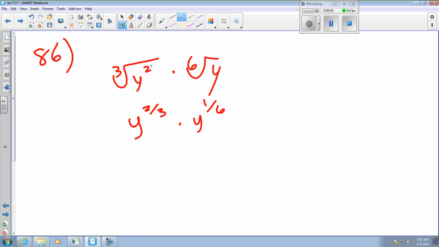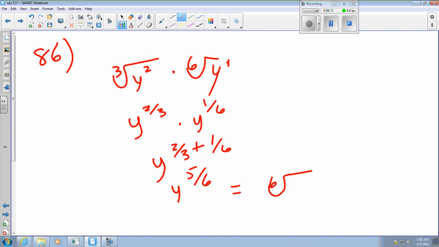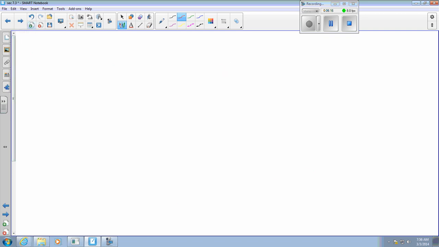And this is the 2/3 power, and this is the 1/6 power. And I know when I multiply, I need to add the exponents. This is the same as 4/6 plus 1/6 gives me 5/6. And since the instructions say to write it as a radical, I'm going to write the sixth root of y to the fifth. For question 88, we're doing the same type of thing.